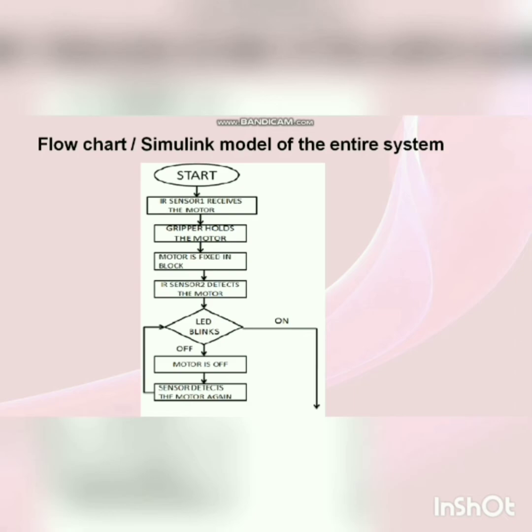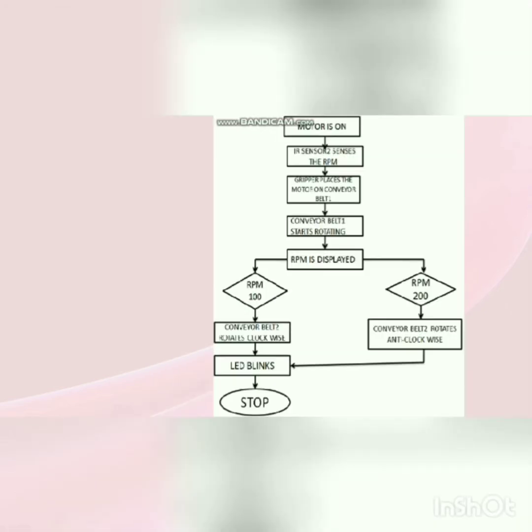When we start the process, the IR sensor receives the motor and the gripper holds the motor. The motor is fixed in a block and the IR sensor detects the motor and the LED blinks, and if the LED blinks off, then the motor is off, that is, the rotation is off. Then the sensor detects the motor again. If it is on, then the motor is on, that is, the rotation of the motor is on, and the IR sensor senses the RPM of the motor, and the gripper places the motor on the conveyor belt.